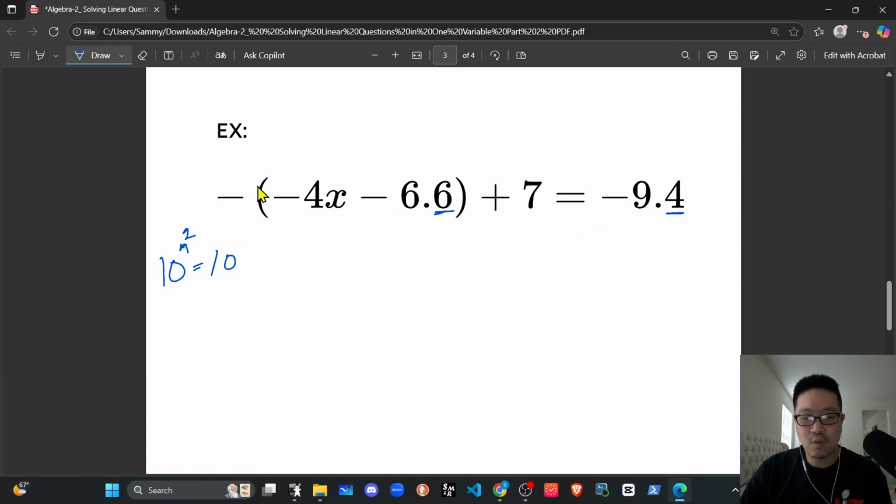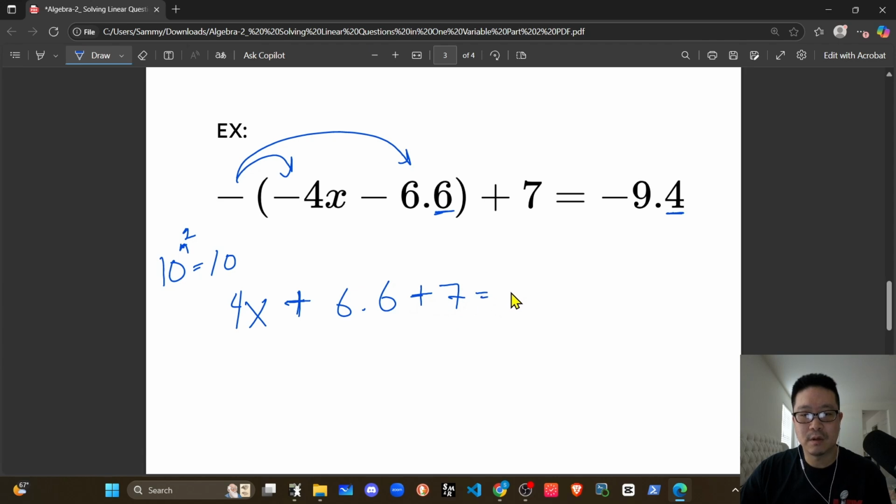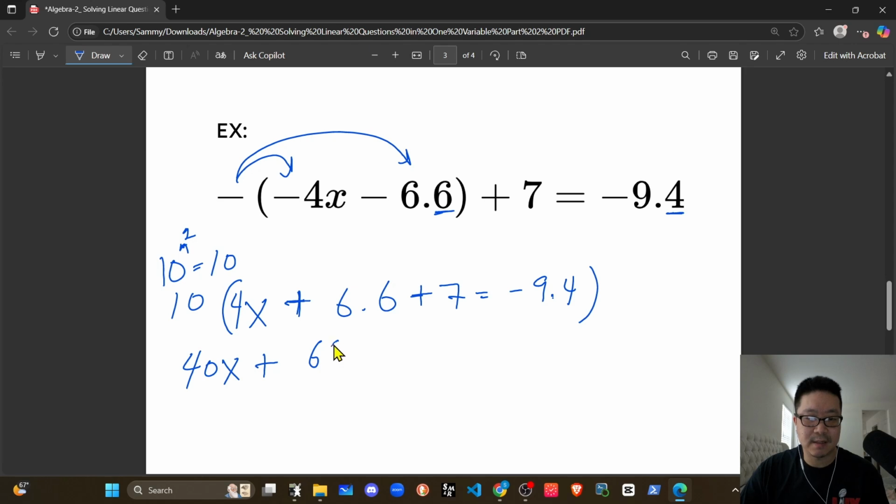However, we can see that we can actually simplify the left side of the equation by using the distributive property. Okay, so when we distribute the negative, we get 4x plus 6.6, and then plus 7 equals negative 9.4. Now we can multiply both sides by 10. So let's do that. When we multiply, so 10 times 4x is 40x. 10 times 6.6, well, that's going to be 66.